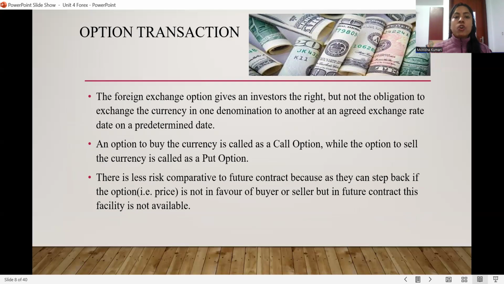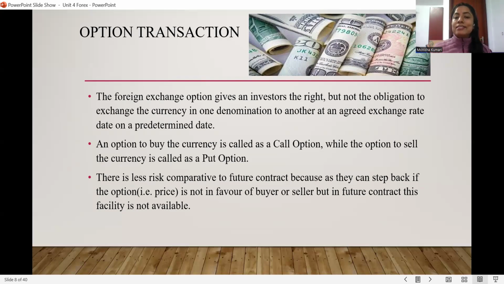The next transaction is the option transaction. So the option transaction is basically giving the option to the investors. They are giving the right to the investors, but it's not a compulsion, it's not an obligation, to exchange the currency in one denomination to another at an exchange rate. So an option is basically in the form of a call option or a put option.